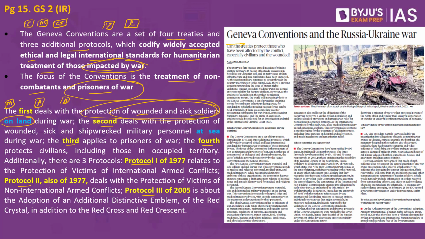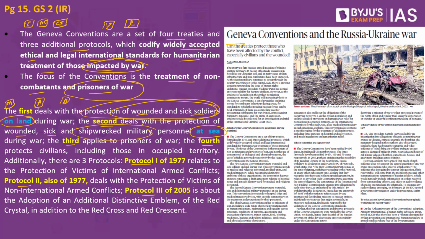Then we have the Convention 2. What is this Convention 2? The Convention 2 is an extension of the Convention 1. When we spoke about the Convention 1, where was it happening? It was happening on land. When it comes to the Convention 2, it is happening at sea. So this deals with the protection of the wounded, sick and shipwrecked military.